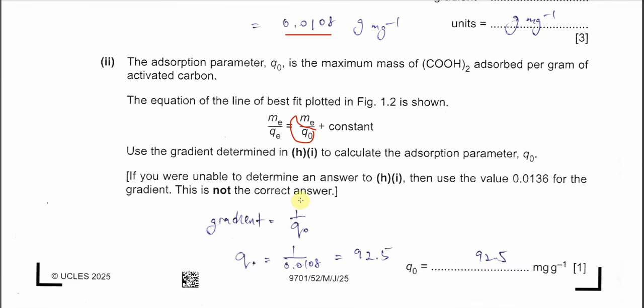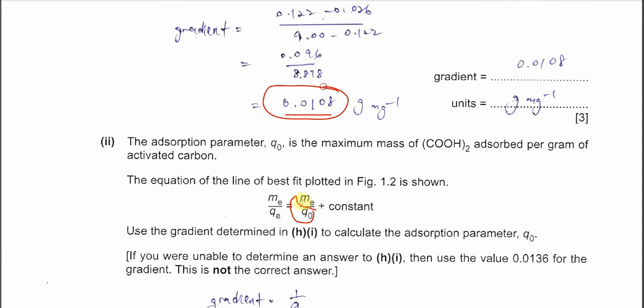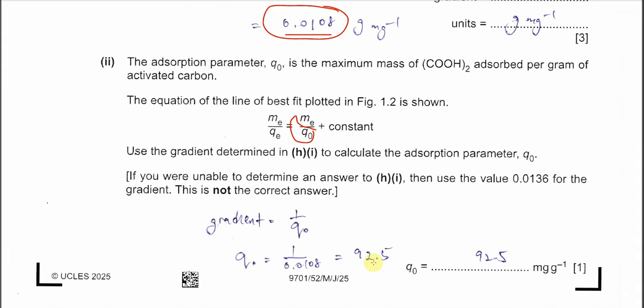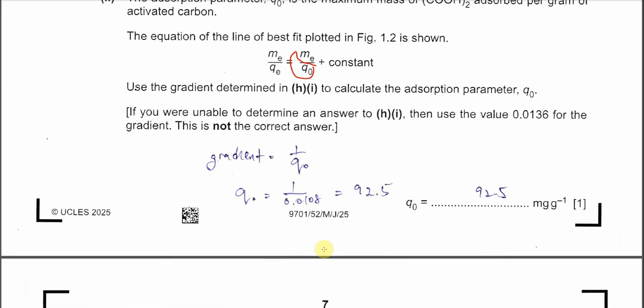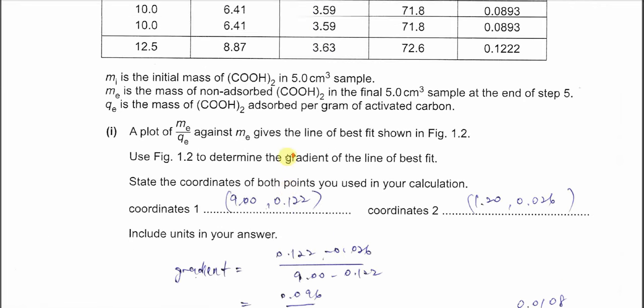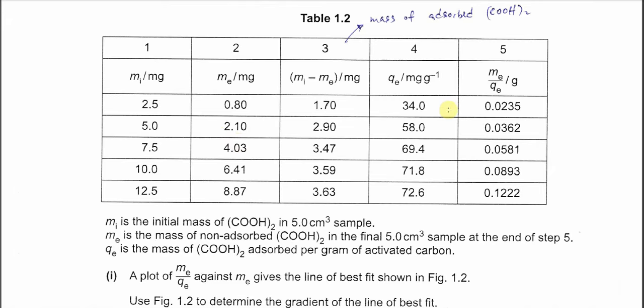The gradient is equal to 1 over Q0. Therefore, if you want to get Q0, it's 1 over 0.0108, which is the gradient obtained just now. So 1 over the gradient, you get roughly 92.5 milligram per gram. Okay, this is how to do it. There are a lot of things here, and of course some of the information is not really going to be used for the question.